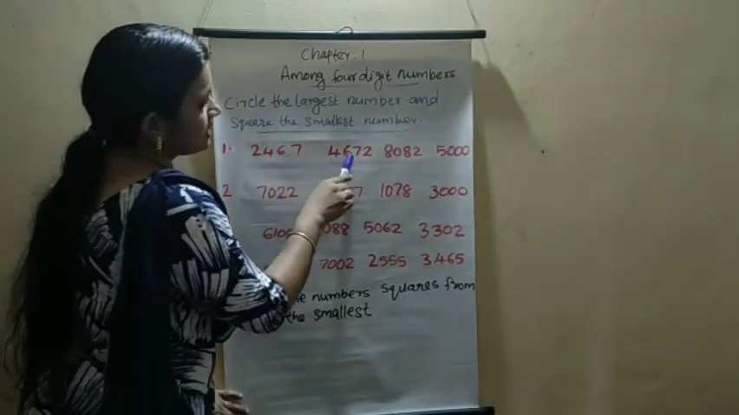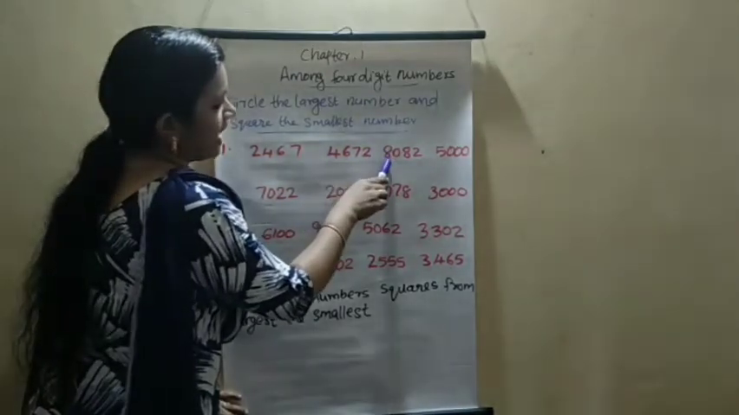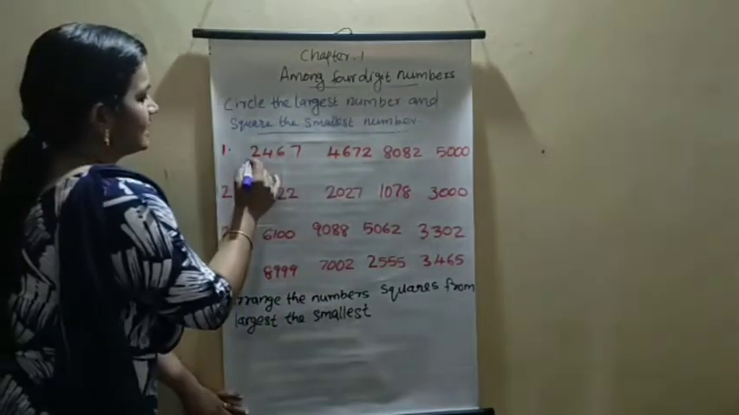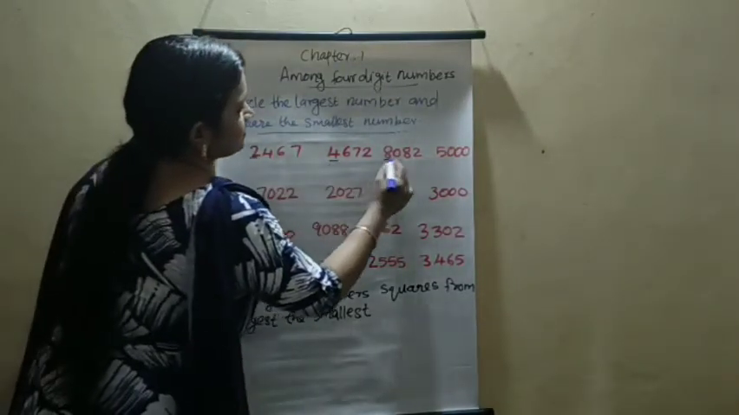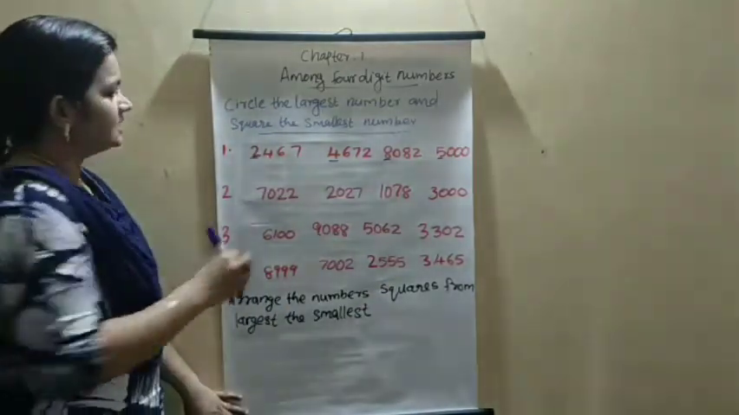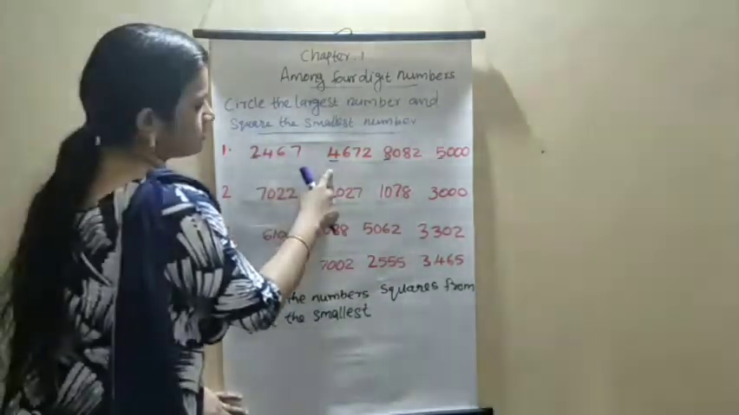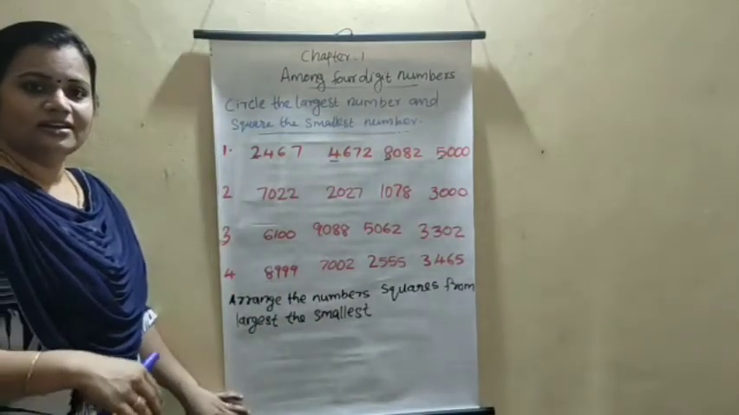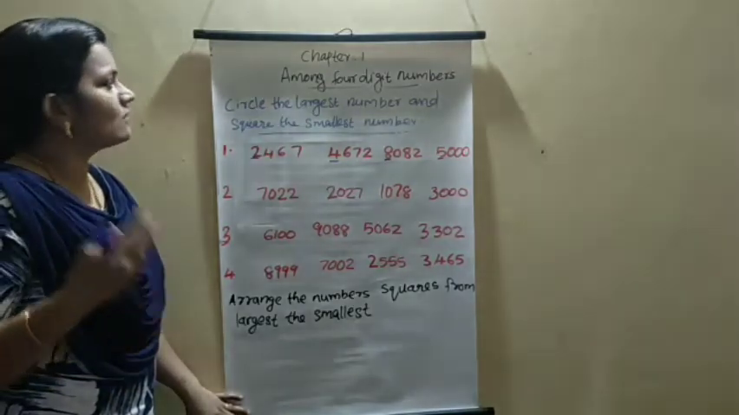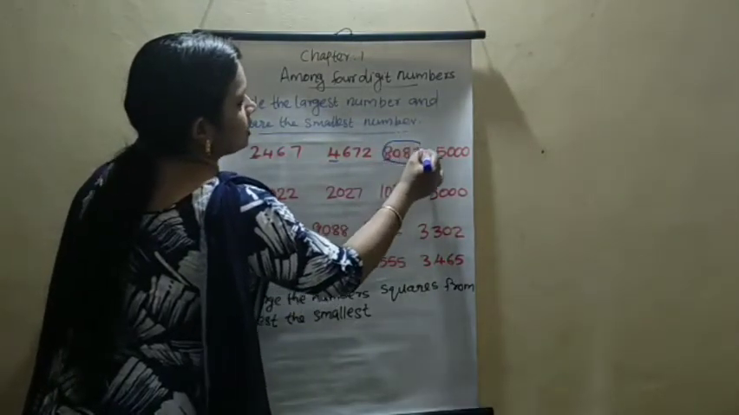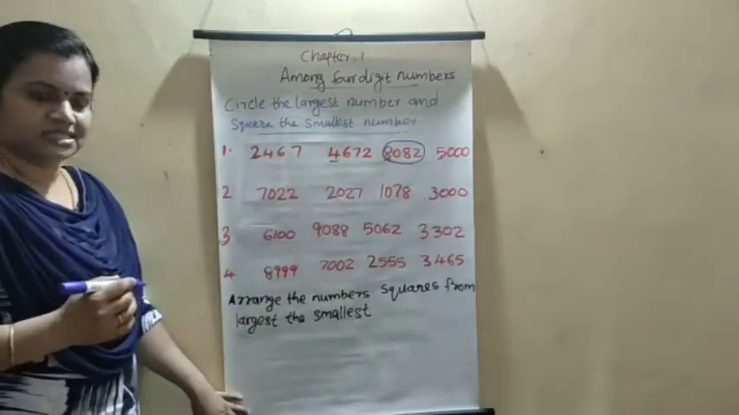2467, 4672, 8082, 5000. First of all, we are checking the first digits. To find out, we check the first digit. 2000, 4000, 8000, 5000. Which is the largest one? We already know that 8082 is the largest one.